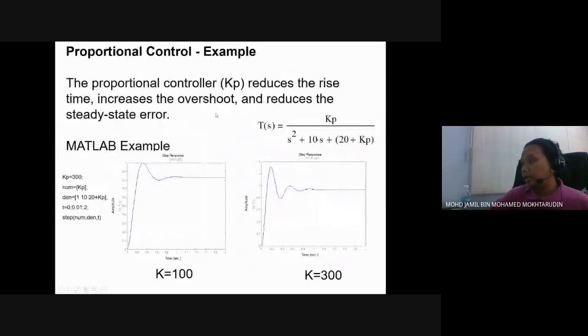So this is another example when you vary the value of Kp. Here the graph for Kp equals 100, and this is Kp equals 300. You will see the effect when Kp equals 100, there is less ripple or oscillation and less overshoot. But the rise time is slightly longer compared to Kp equals 300. So for Kp equals 300, the rise time is about 0.1 second. For Kp equals 100, the rise time is around 0.2.